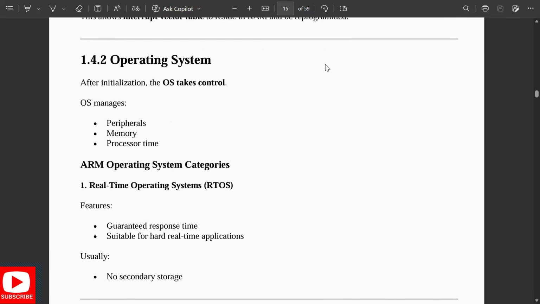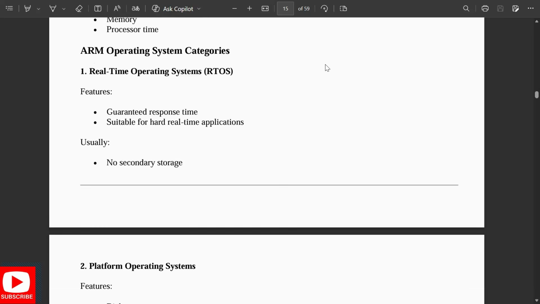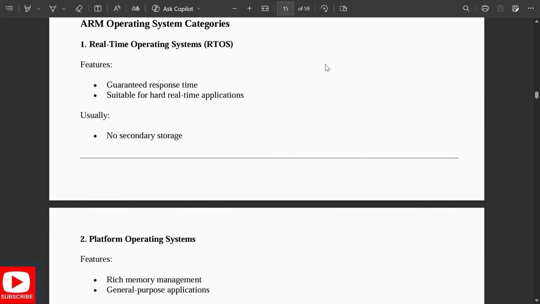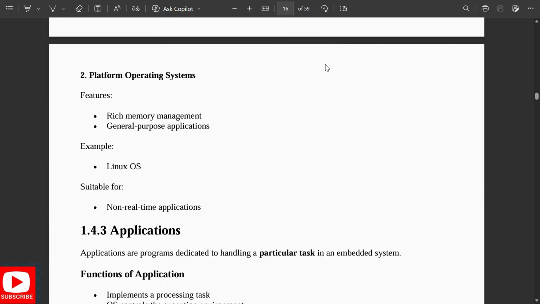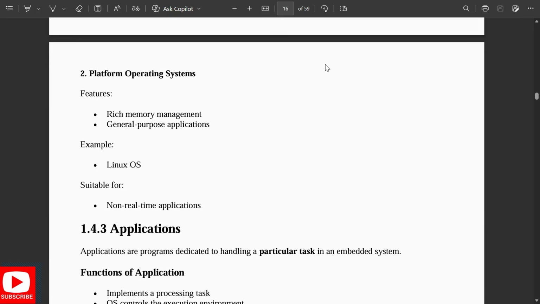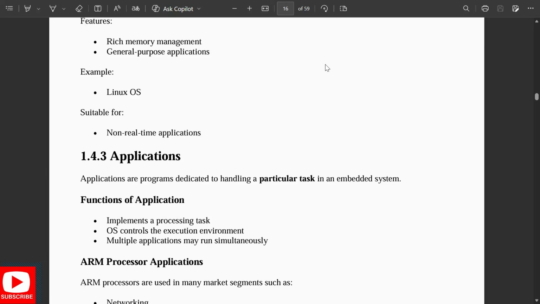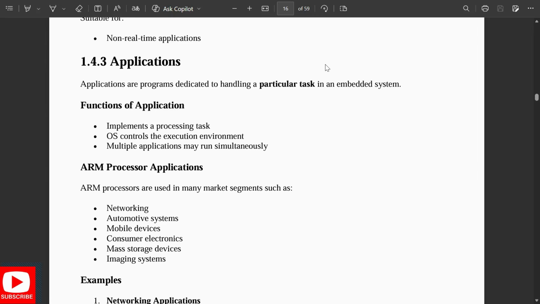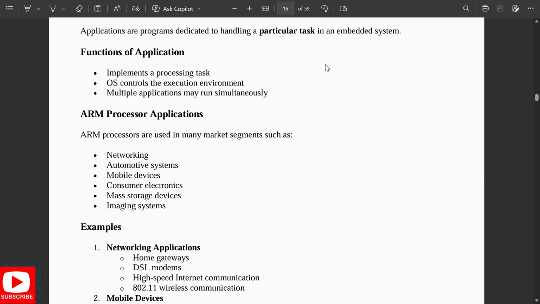Then the operating system takes control and manages the peripherals, memory, and processor time. ARM operating system categories are RTOS and platform operating system. Real time means a guaranteed response time and is suitable for hard real time. The platform operating system has rich memory management and is for general purpose applications only. And applications are the programs dedicated to handling a particular task in the embedded system. So the functions are given here.